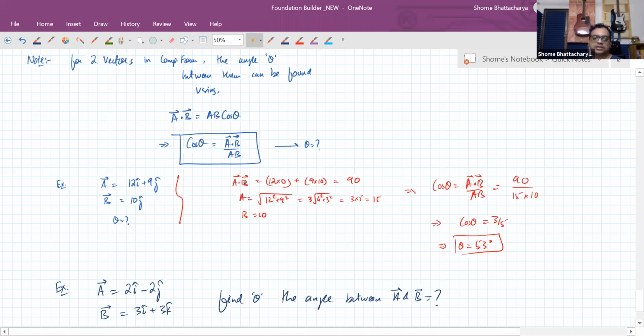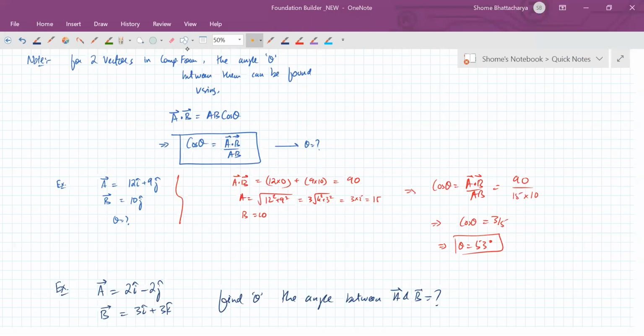Just repeat these steps. Given the two vectors, calculate A dot B using the dot product formula, calculate magnitude of A, which you know how to calculate for components, and calculate mod B, and then substitute them in the formula that cos theta is equal to A dot B divided by AB. Work it out quickly and tell me the answer.